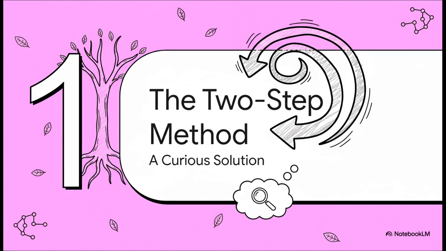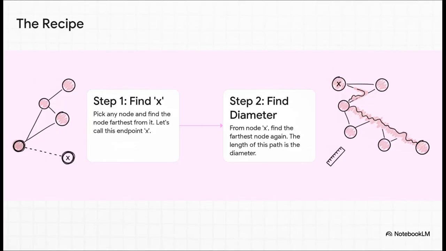Okay, so the solution is this wonderfully clever algorithm that basically just involves running the same search process twice. It's so simple that it almost feels like it shouldn't work, but it's guaranteed to give you the right answer every single time. So let's check out the recipe. Here it is. It's just 2 steps.